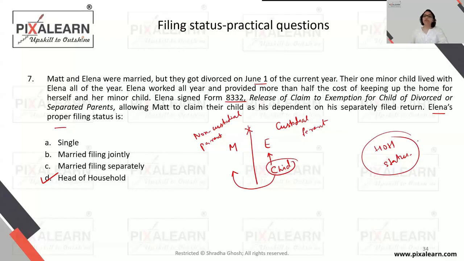Sakshi, unmute yourself. What did you not understand? Hello, ma'am. It just got clear to me right now. You just said that just because M is claiming all the expenses doesn't mean he will get the HOH status because he is not providing the home. Yes. E can get the HOH status even though she is not claiming the child, because she is providing the home. So the provision says that you should have maintained a home which must be the principal residence of the child for more than half of the tax year. Is that clear? Yes, ma'am. That condition is being met by E, so only E can claim the HOH status, not M.